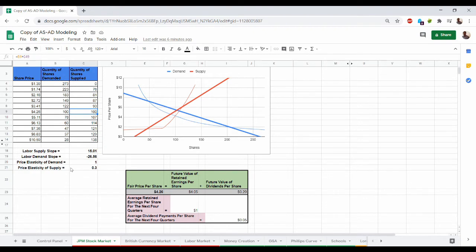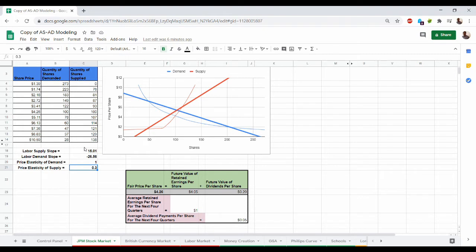Now, you can see a few other things here that are pretty typical because of the law of demand, right? The demand curve slope is negative, and the supply curve slope is positive. I have here incorrectly labeled labor supply. I should put in that it is shares, but bear with me and assume that says share supply slope and the shares demand slope. And then we have the elasticity, which we could adjust if we wanted to show a market where shifts of the curve would have more dramatic effects.